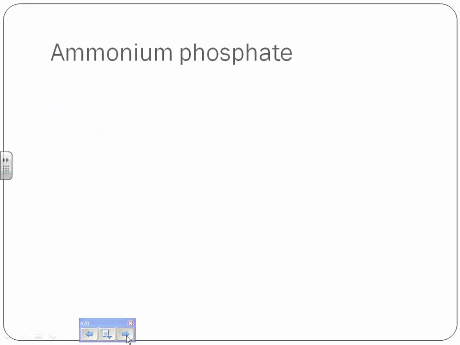Final one, ammonium phosphate. If you haven't tried one yet by hitting pause, now would be a good time to try it and see what you come up with. The symbol for ammonium is NH4 +1, and the symbol for phosphate is PO4 -3.